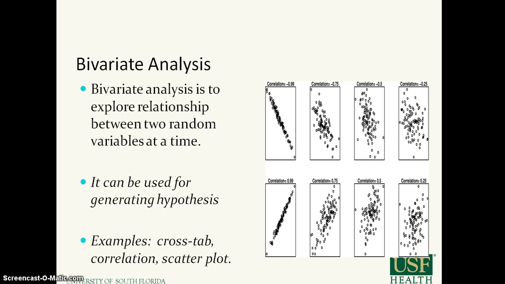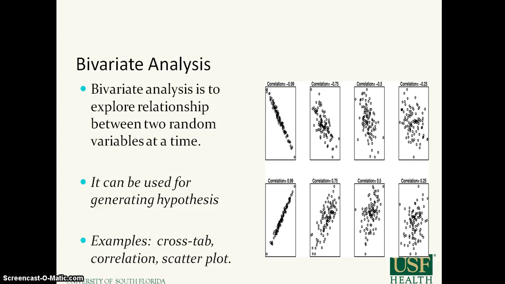The bivariate analysis starts to explore a relationship between two variables at a time. So it's the start of looking into relationships, but it's like the first step. It can be used for generating hypotheses. So here, you just look at two variables at a time. You will find some trends, some patterns, but these trends and patterns may change when you take into account additional variables. So it's mostly for observing and then generating hypotheses.